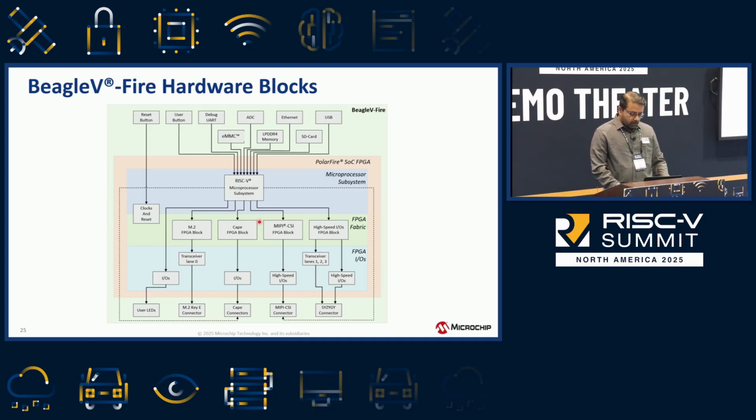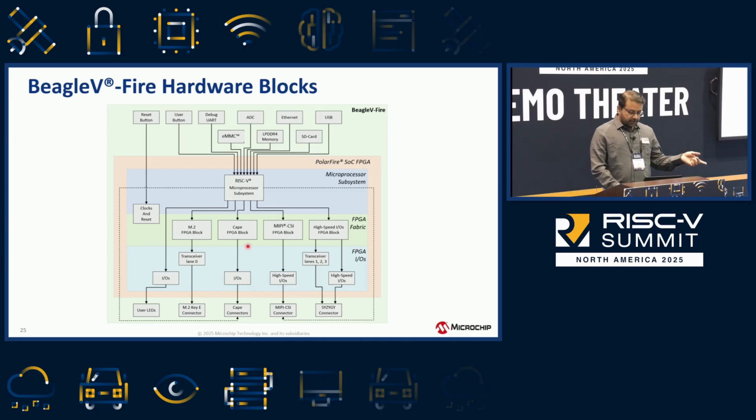On the Beagle board, the central brain of the system, the RISC-V microprocessor, is right here. On one end, you have the set of hardware interfaces that are available with the system: the LPDDR4 memory, eMMC, gigabit Ethernet, and all that. And then at the bottom, you have the FPGA fabric, where you can implement several different logic within them. So you have hardware implemented within the fabric as well.